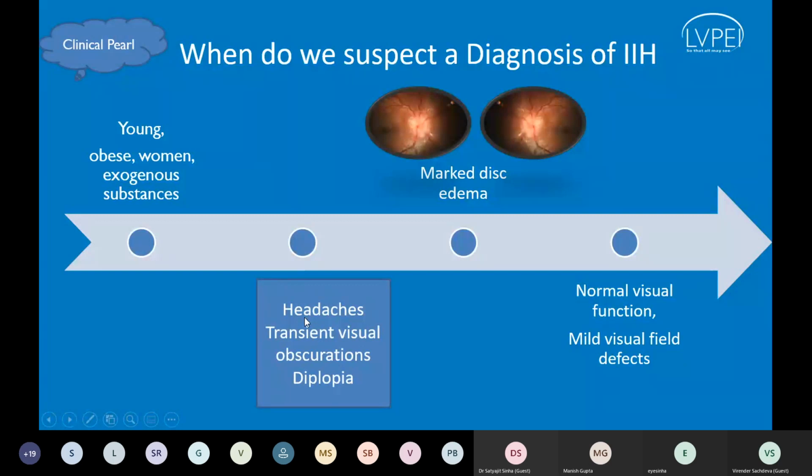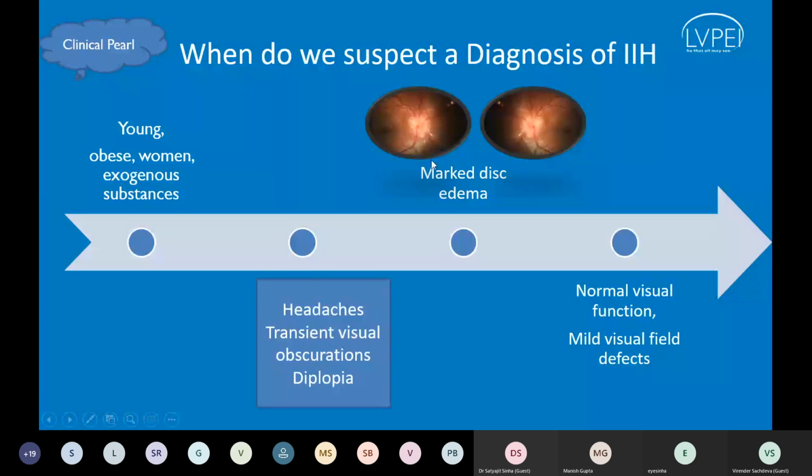They usually have headache, transient visual obscurations, might have diplopia, and might have tinnitus. And how do you ask about TVOs, transient visual obscurations? You ask the patient, is there any blackout as they stand up from the sitting position, which is a postural change. Headaches are also usually high pressure headaches. What do you mean by them? They're present throughout the day and they become worse when the patient bends forward.